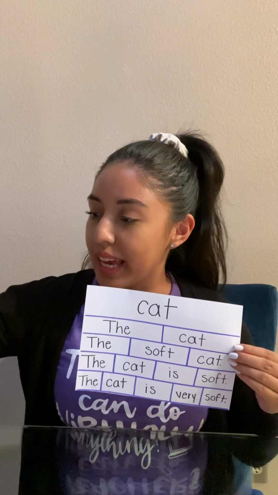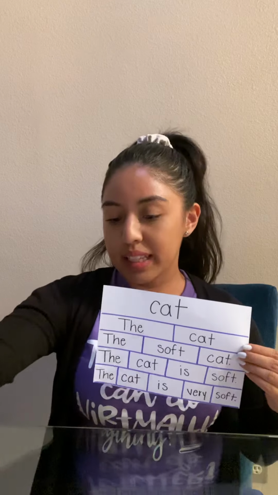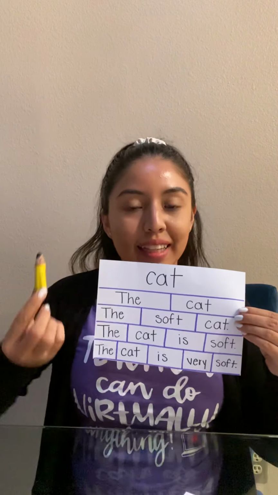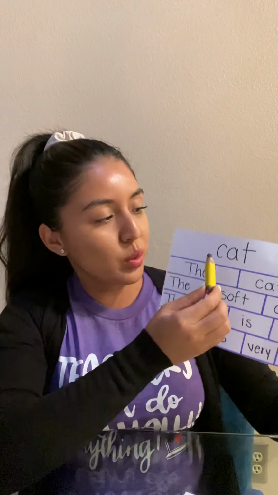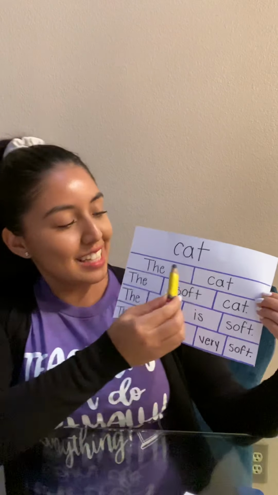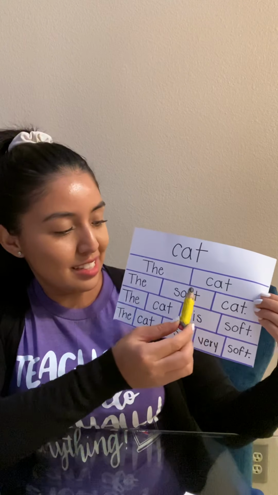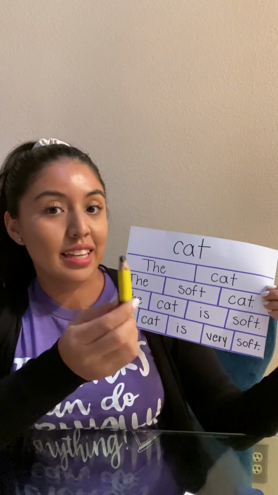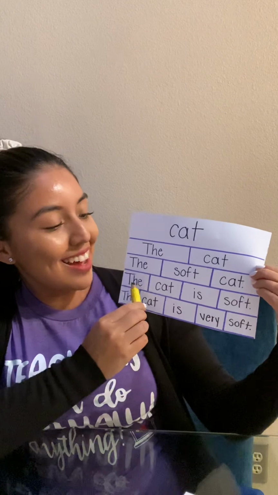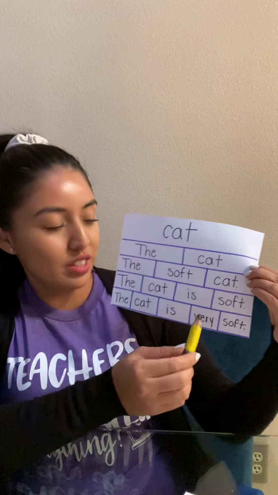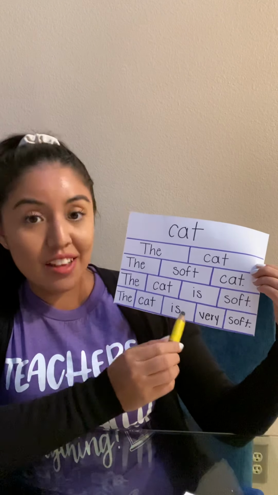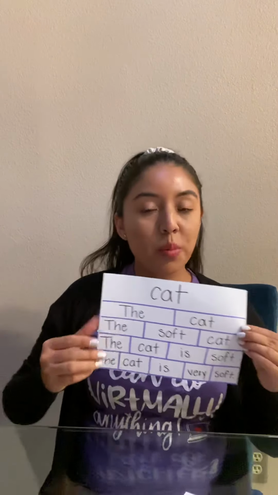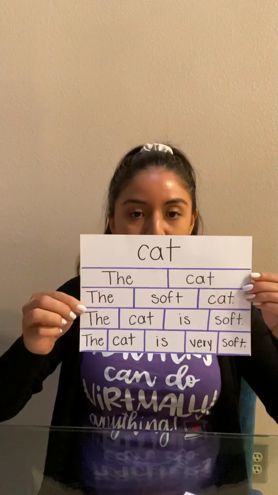This is when I would take my clay pencil. Where did it go? Here it is. Here's where I would take my clay pencil and I would guide students with the word cat. The cat. The soft cat. And now you can see that it's going to get a little more complex. The cat is soft. The cat is very soft. So this provides students with a little more structure when it comes to reading.